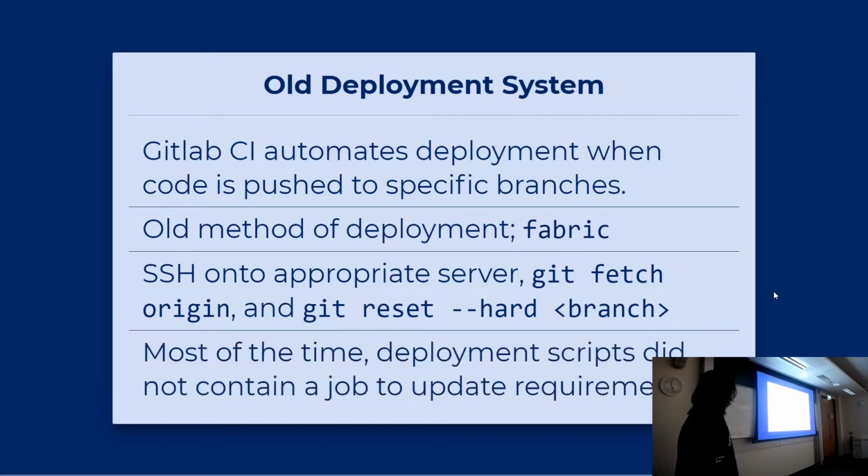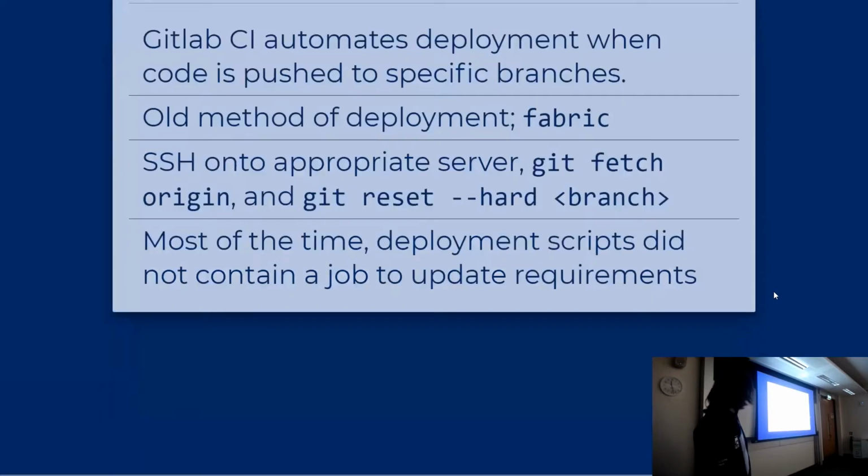But the deployment scripts never actually contain jobs to update requirements. So sometimes your stuff would just break, and we'd be like, why did this break? And then it turned out it was missing the latest version of a library that we needed, and that got really annoying. And also, Fabric is a Python script, and half the places it was called, jobs were deploy_live, and then half the places they were live_deploy. I don't know, just loads of things.